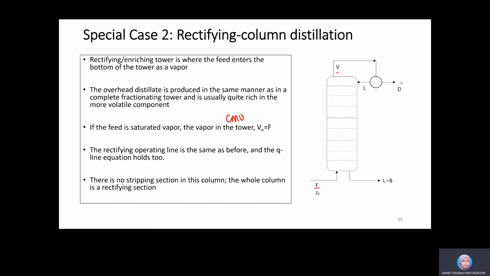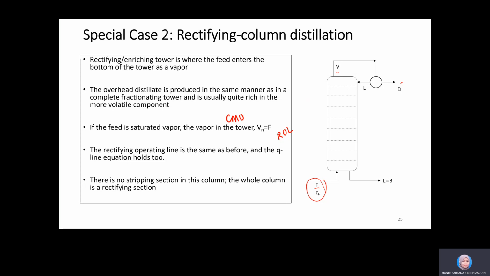Okay, F equals V. The rectifying operating line is also the same as before. The ROL is still the same, and the Q line equation holds too. The only difference is that there is no stripping section in the column.